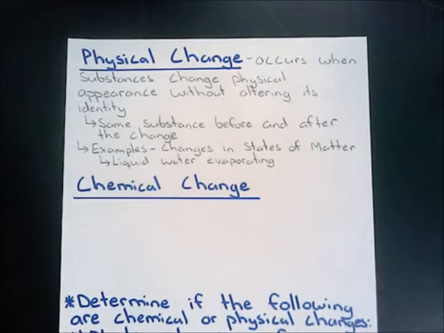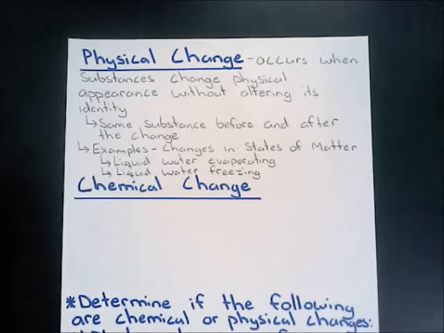Another example would be liquid water freezing. Both before and after evaporating and freezing of water, we still have the same substance, water, H2O. However, the state of matter has changed, and that is a physical change because we've altered that physical property of water. Now, on the flip side, chemical changes occur when substances transform into a chemically different substance.